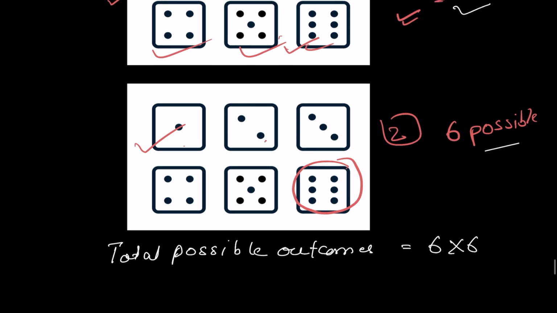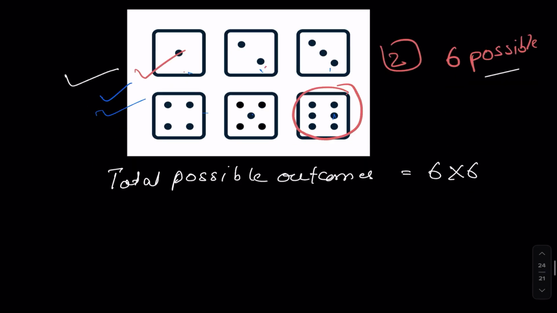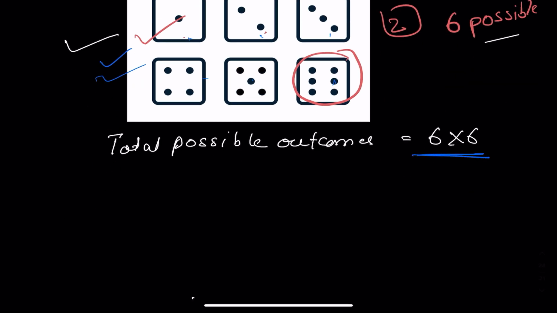Why? Because imagine pairing every number on the first dice with every number on the second dice. For example, if you get 1 here, there are chances that you can get 1, 2, 3, 4, 5, 6. Then with this one, these 6 combinations, and with this one, these 6 combinations, and vice versa. So total possible outcomes become 6 times 6.